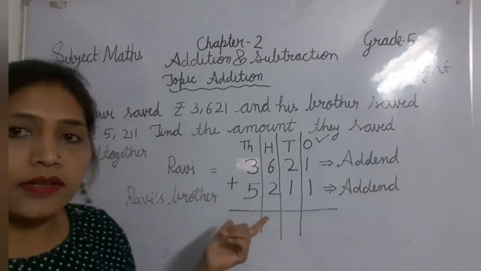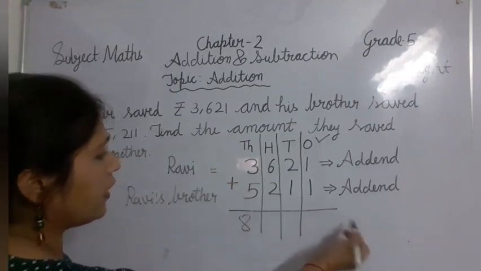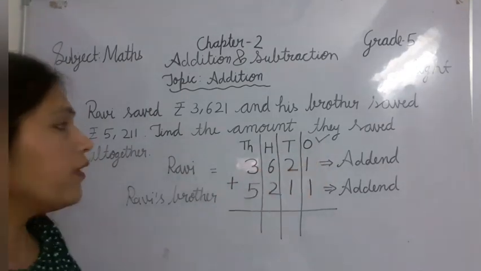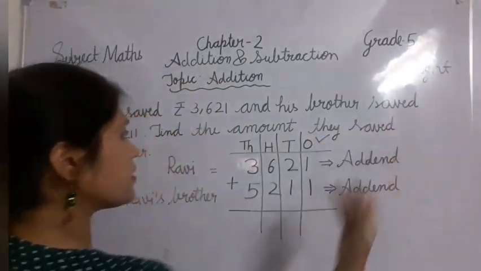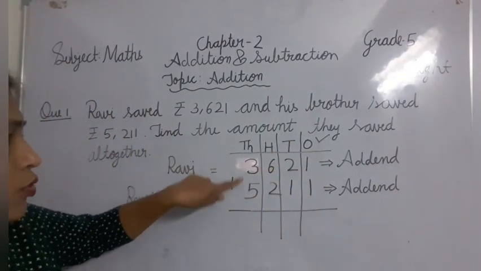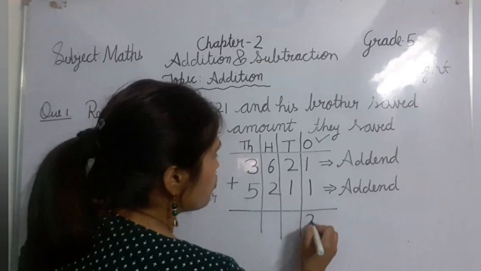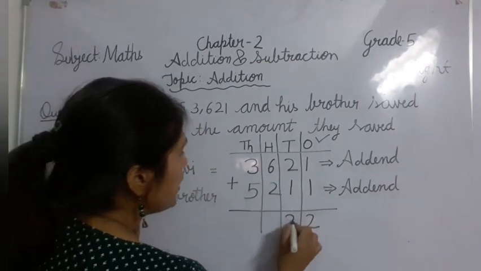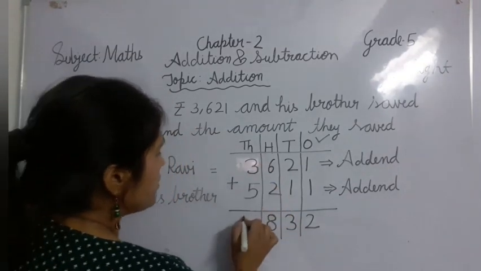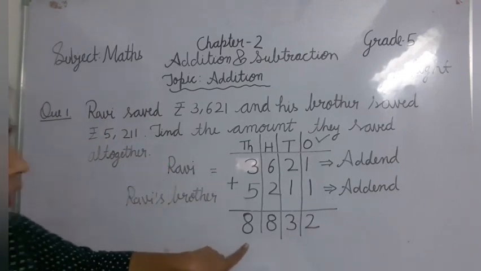Some students start adding from here. 5 and 3 makes 8, so they write 8 here, then they add here. This is the wrong way. We will always start addition from the ones place, or you can say from the right side, and the numbers which we are going to add are called addends. So let's add them. 1 and 1 makes 2, 2 and 1 makes 3, 6 and 2 makes 8, 5 and 3 makes 8. So how much total money did Ravi and Ravi's brother save?